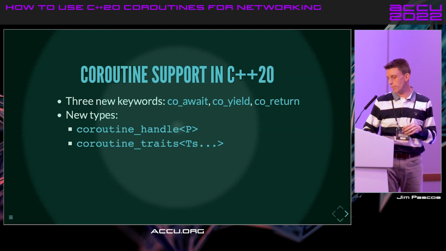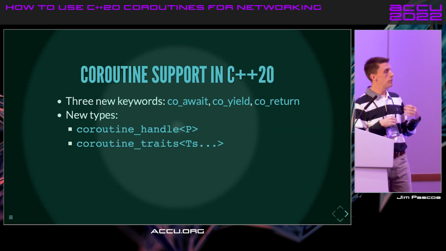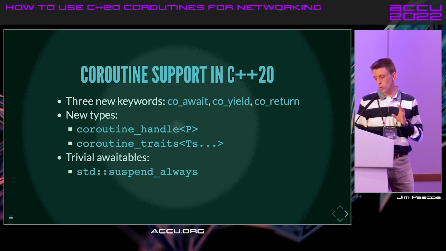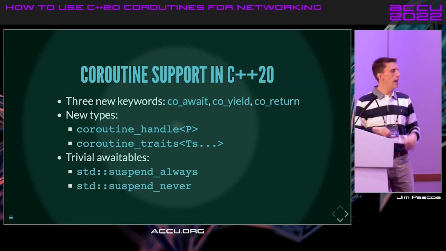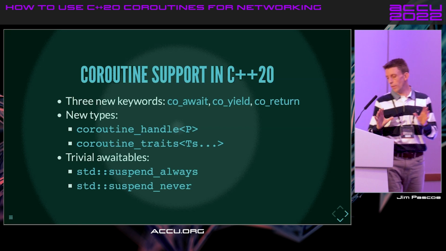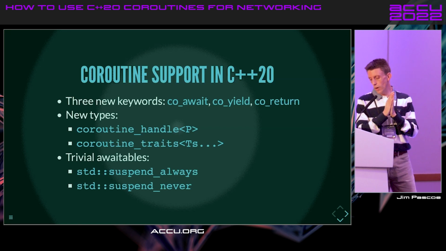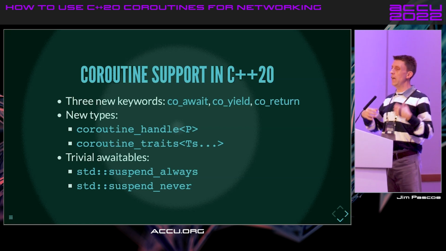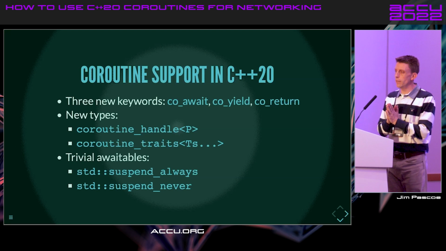So the traits are basically there to give you the promise type from a coroutine's return type, and also based on its parameters. And then we have some trivial awaitables, so suspend always and suspend never. And these pop up in a number of places. What they are typically useful for is controlling whether or not we want coroutines to begin in an eager fashion or a lazy fashion.